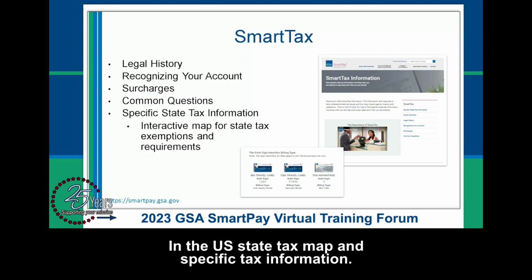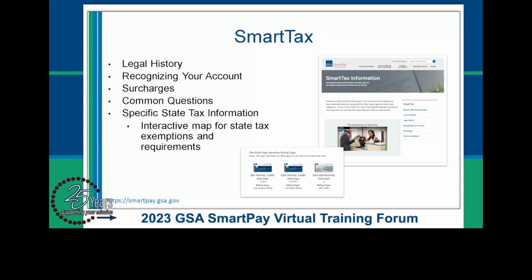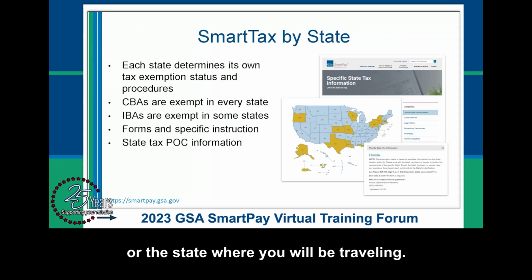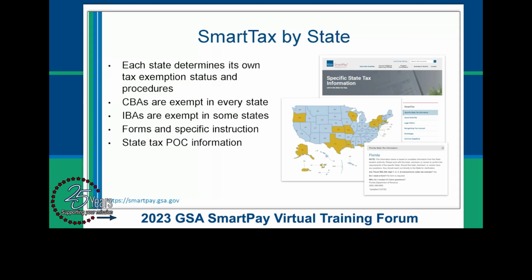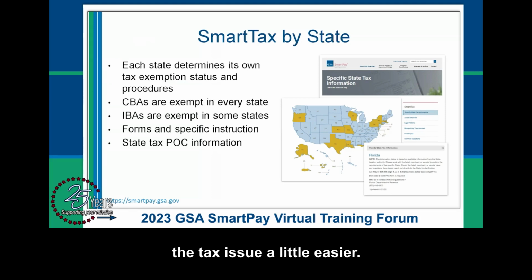In the U.S. state tax map and specific tax information, the shortcut to the page is smartpay.gsa.gov/smarttax. So once you have determined what type of account you have, CBA or IBA, you can go to the map to find out how taxes are handled in your state or the state where you will be traveling. This interactive map allows you to navigate the tax issue a little easier. Each state determines its tax exemption and procedures for state taxes.